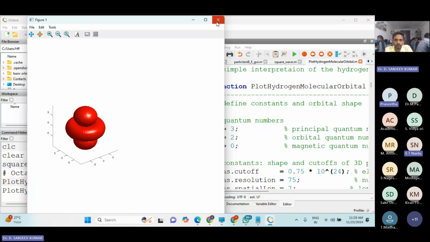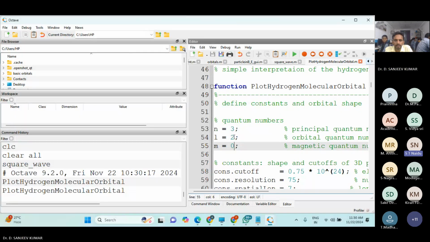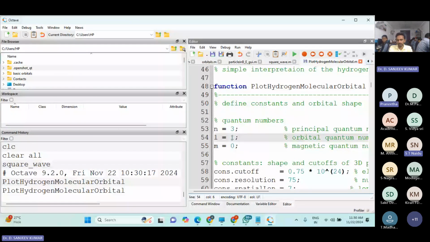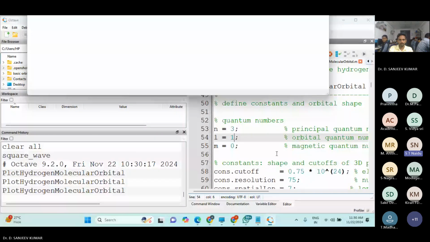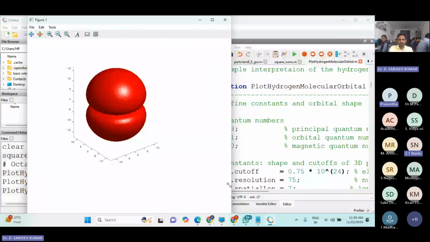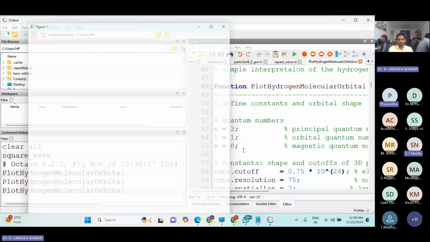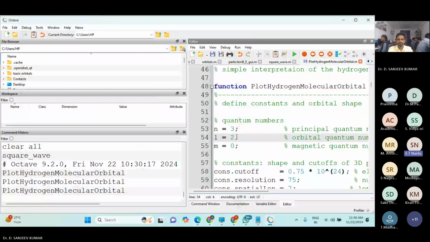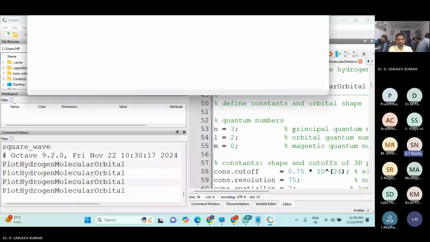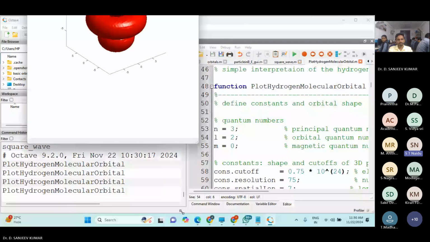Let's say if you want to plot px or py. So L should be 1 for p orbital. M is 0 for pz. You get a dumbbell. This is the dumbbell shape. And for d orbital, it is a double dumbbell.